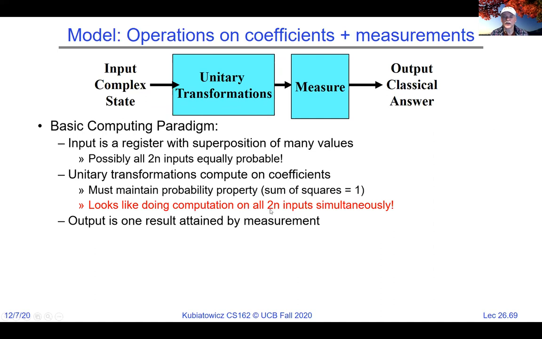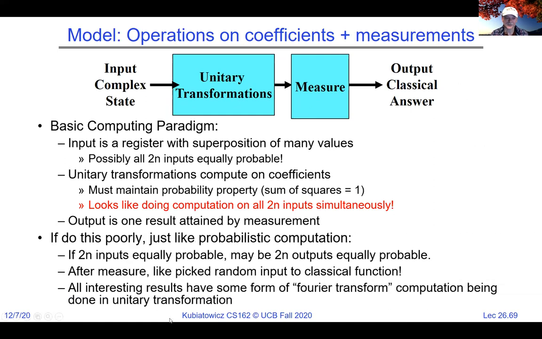The way it looks is that you put in an input with all possible combinations of the inputs being equal values, all possible probabilities. It looks like you're doing computation on all possible values at once. But then when you measure, you pick up exactly one, and that's the answer you get. If you don't do anything very interesting here, this is going to look like you randomly picked some input and computed on it. So basically what we're talking about here looks like a random computation like you get in CS70 or 170, where you randomly pick an input, you compute on it, you look at the result. That's not very interesting, because we already know how to do that.